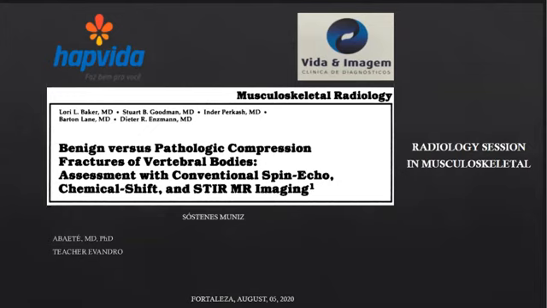Good afternoon. Today, we're going to talk about the use of MRI to differentiate the etiology of compression fractures of vertebral bodies based on a classical article of radiology literature.